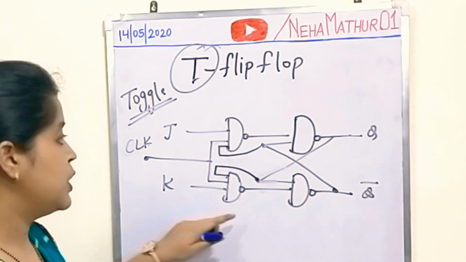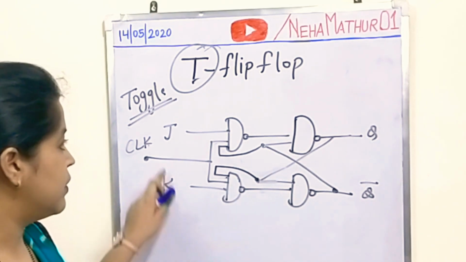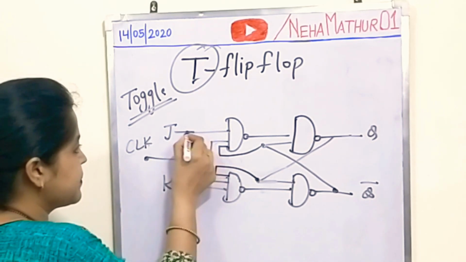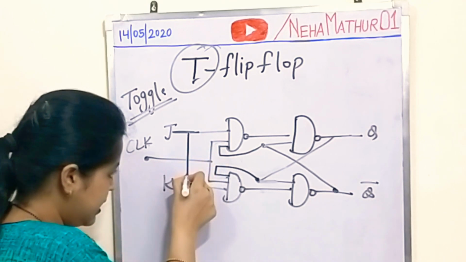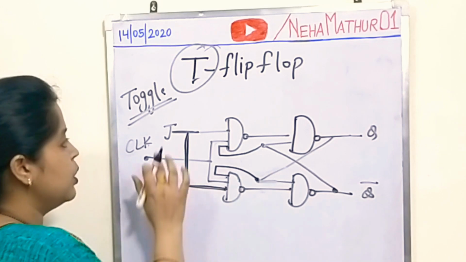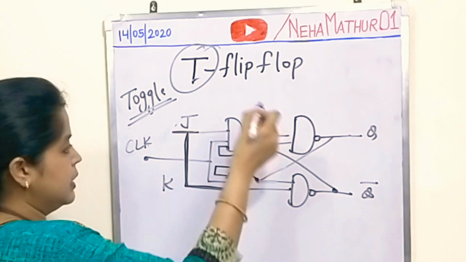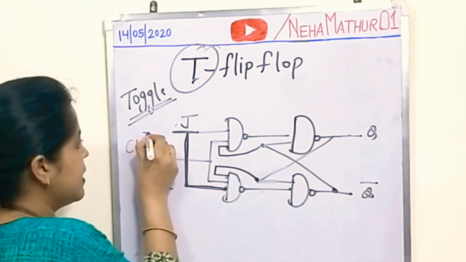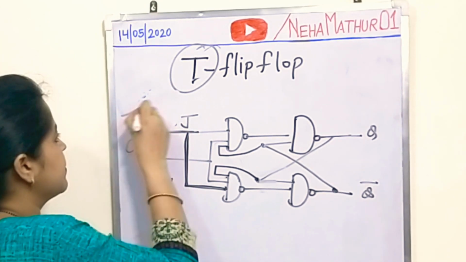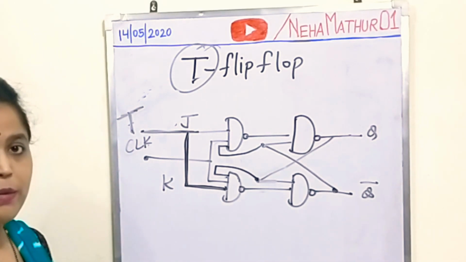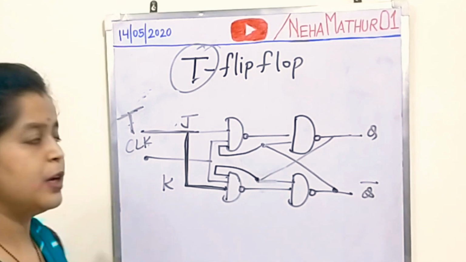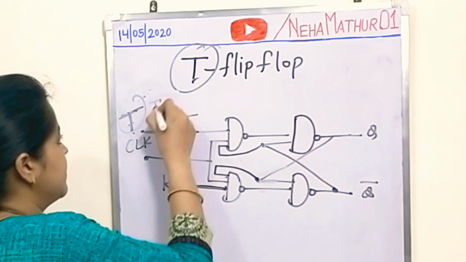Now just by using a small modification you can convert this JK flip-flop into your T flip-flop, and this modification is just connecting them permanently, a single connection. So now this modified circuit will have a single input represented by T. Like D flip-flop, T flip-flop also consists of a single input represented by T.